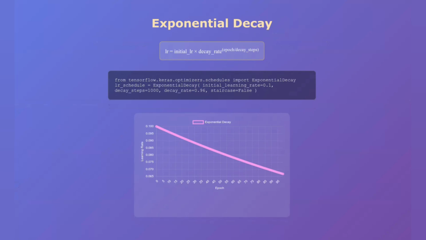Next up is Exponential Decay, the smooth cousin of Step Decay. Instead of sudden drops, Exponential Decay smoothly reduces the learning rate after every epoch or even every batch. Notice how Exponential Decay provides a smoother transition compared to Step Decay. This can lead to more stable training, especially for sensitive models. A popular choice is to decay by 0.96 every 1,000 steps. This gives you a nice balance between initial speed and final precision.